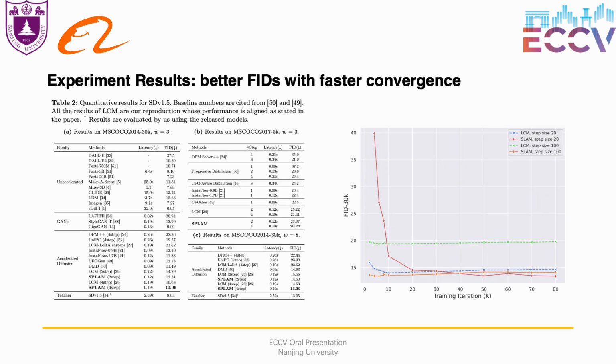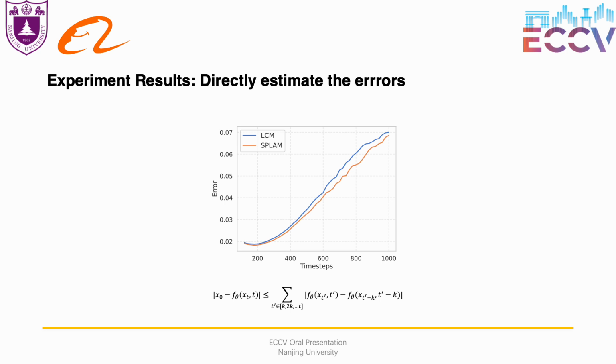For our experiments, the results have shown that we not only achieve optimal FIDs, but compared to LCM, which directly adapts consistency models into stable diffusion models, SPLUM exhibits much faster convergence when k is set to a much larger number. We also directly estimate the approximate error for each time step, and the results serve as evidence of the effectiveness of our method.